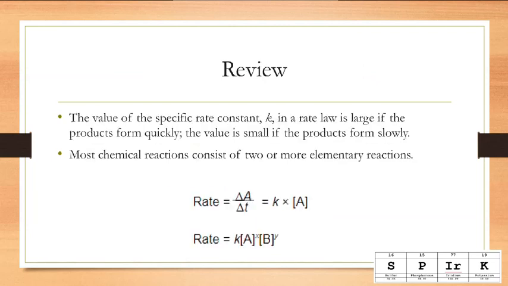All right, so we finally made it through. In review, the value of the specific rate constant K in a rate law is large if the products form quickly, and the value is small if the products form slowly. Most chemical reactions consist of 2 or more elementary reactions. And here are some equations that we looked at. Rate is equal to the change in A per unit of time. And that's also equal to a constant times the concentration of A. And the rate law for a second order reaction, rate equals K times the concentration of A raised to the X power times the concentration of B raised to the Y power.